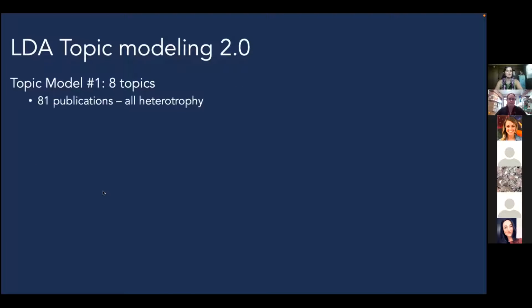All right, so now I'm using the abstract text only. We'll call this topic modeling 2.0. I put it all through the same process, and now I have all 81 publications relating to heterotrophy.